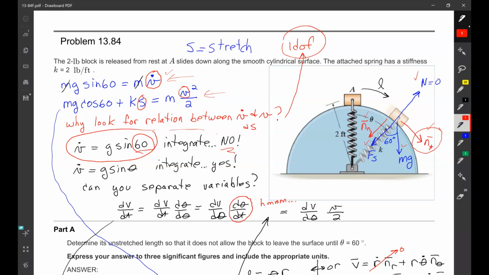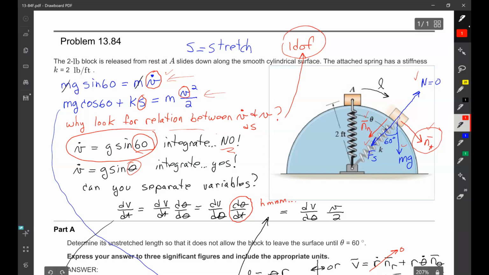Well, what is that angle if it's not always 60? It's always theta. So you put in a theta. Now, can you integrate this one? Yes. Why? Because everything is in general terms, and yeah, you can integrate it. Can you separate it? Well, we better be able to, or we can't solve it.